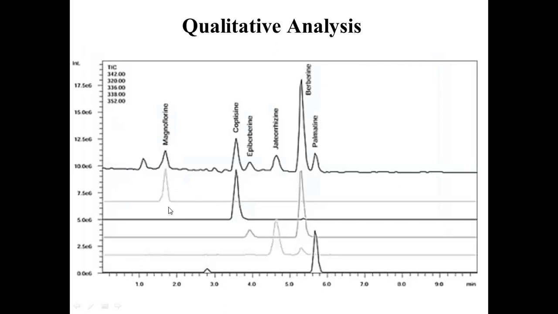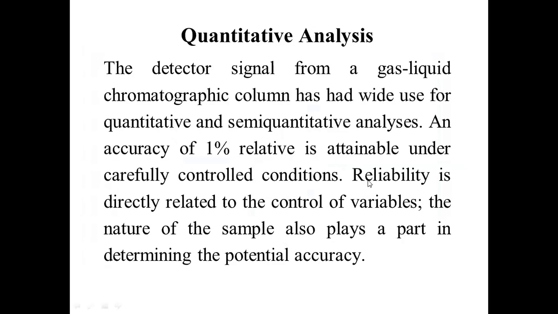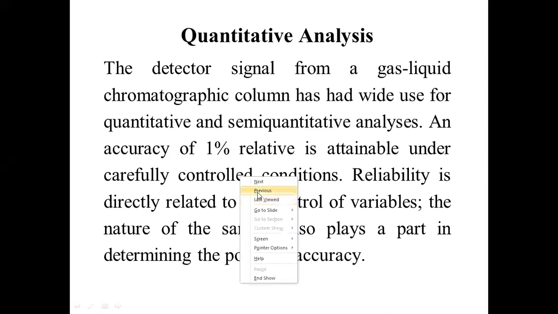So this compound is present at this particular time, so we can make sure this compound is present. Similarly, this compound, and similarly this. So like this, qualitative analysis can be done by gas chromatography, and the gas chromatography is also not excluded from the quantitative analysis. It is also very useful for the quantitative analysis, by comparing the area.